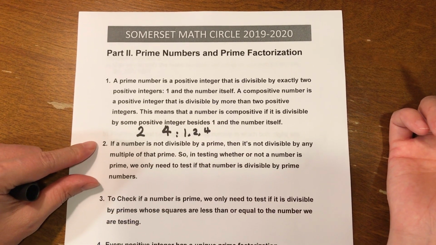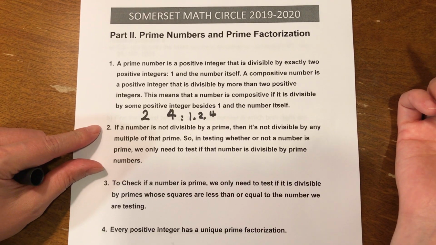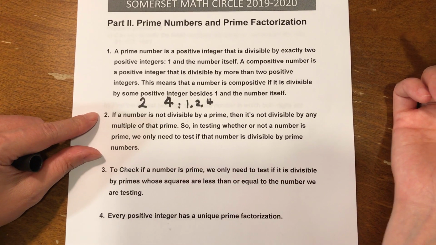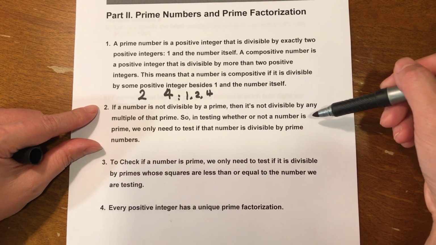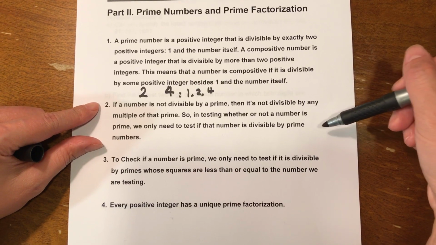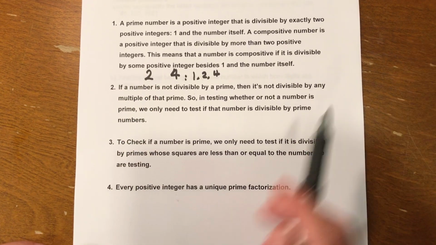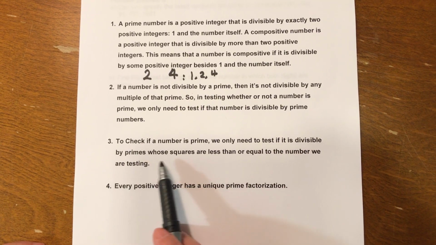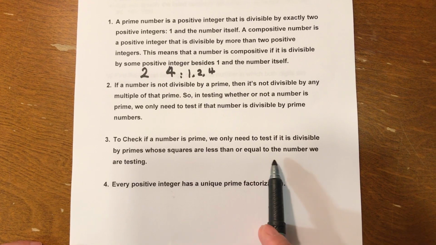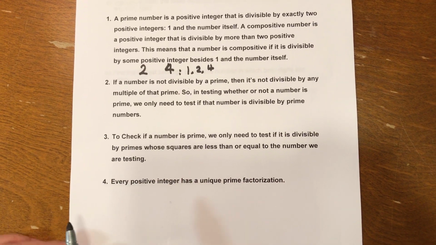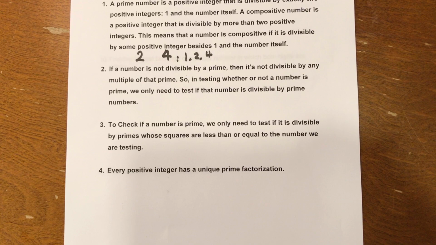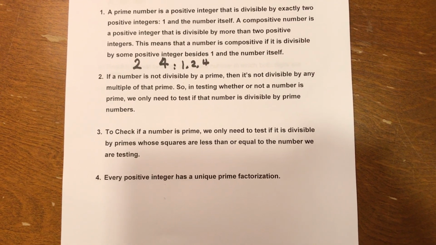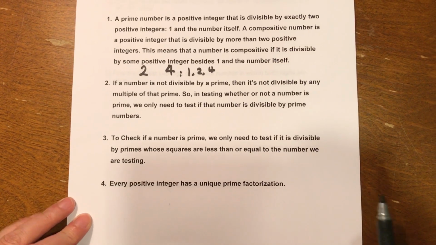Property number 2. If a number is not divisible by a prime, then it is not divisible by any multiple of that prime. So, in testing whether or not a number is prime, we only need to test if that number is divisible by prime numbers. To check if a number is prime, we only need to test if it is divisible by primes whose squares are less than or equal to that number we are testing. So we'll go through these properties when we look at the practice problems. Last one, every positive integer has a unique prime factorization.